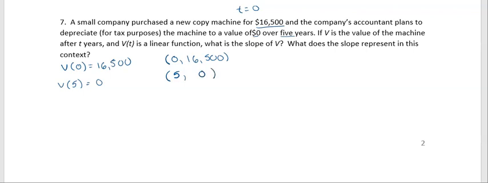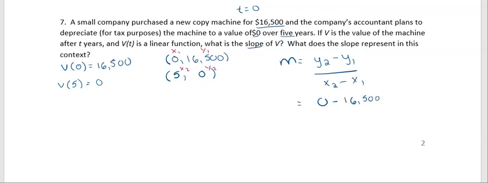Now it's asking us to find the slope of the function V of T. So it's asking us what is the slope. Well, slope we know is our formula y2 minus y1 over x2 minus x1. So if we substitute in our values, let's label them first. This is our first point, so x1, y1. This is our second point, so x2 and y2. If we substitute in y2, we have 0, minus y1, which is 16,500, all over x2, which we have is 5, minus x1, which is 0.